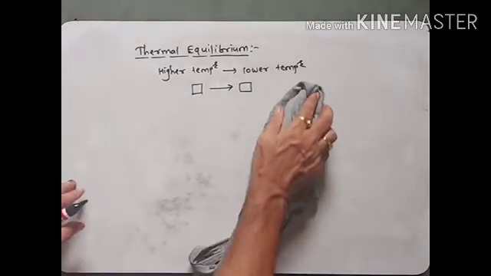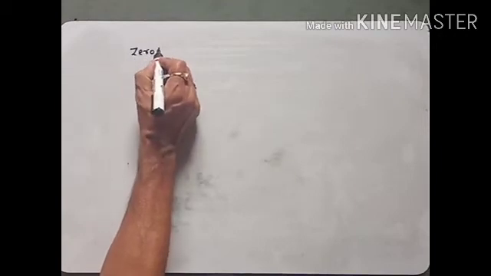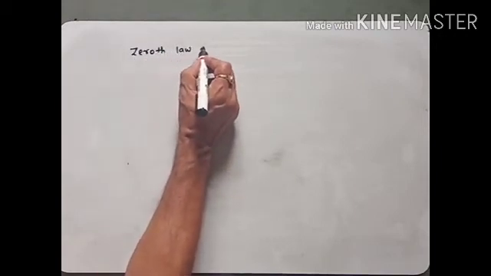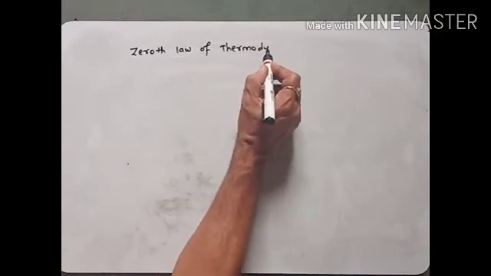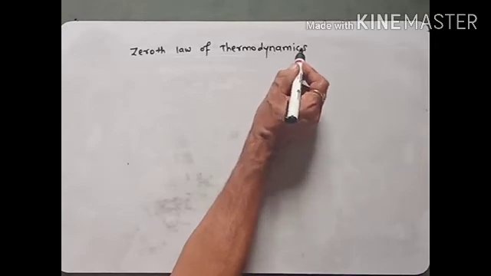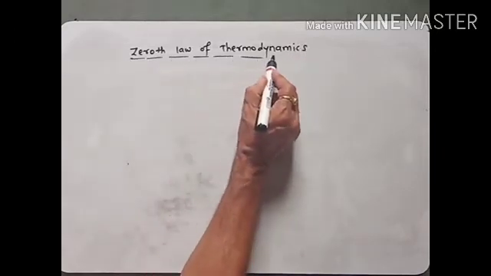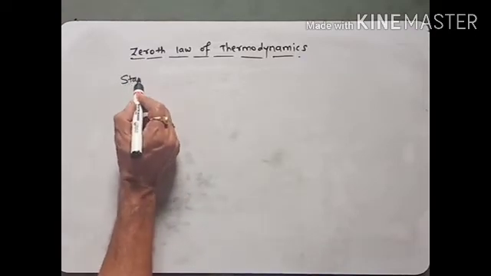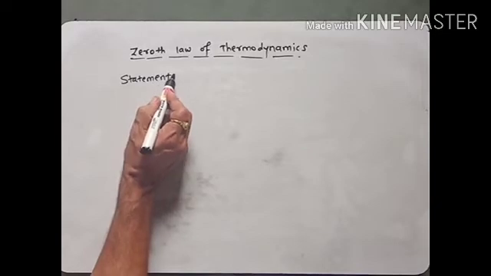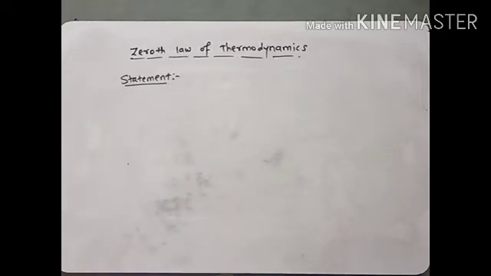Now we consider the next, the Zeroth Law of thermodynamics. Here we consider first a simple statement of this law. If two systems are in thermal equilibrium with a third system, they are also in thermal equilibrium with each other.